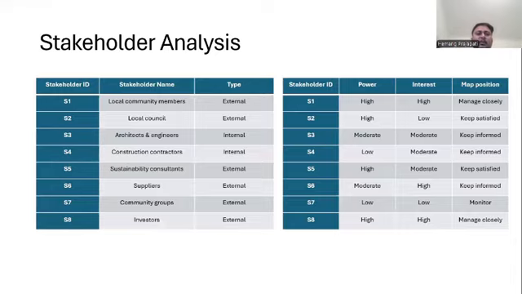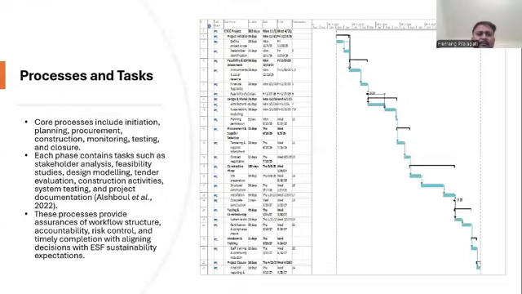In the stakeholder analysis, there are multiple stakeholders, both external and internal. Both types of stakeholders are included, and the stakeholders have different types of power and interest, and in the map positions they manage in these processes and tasks.